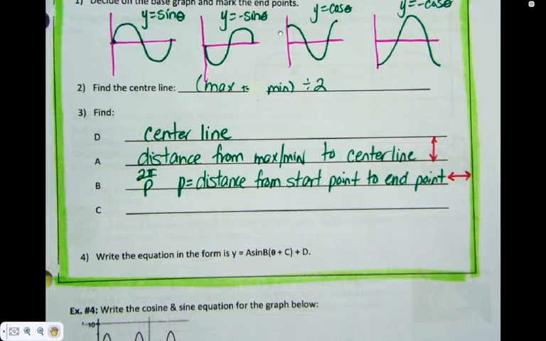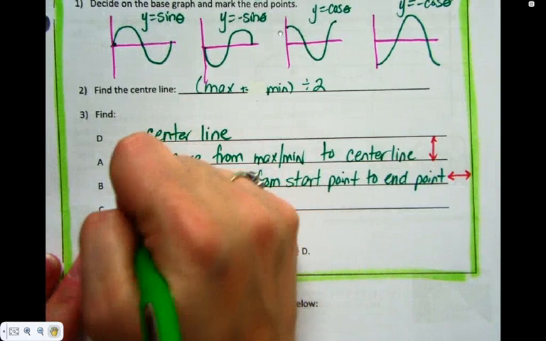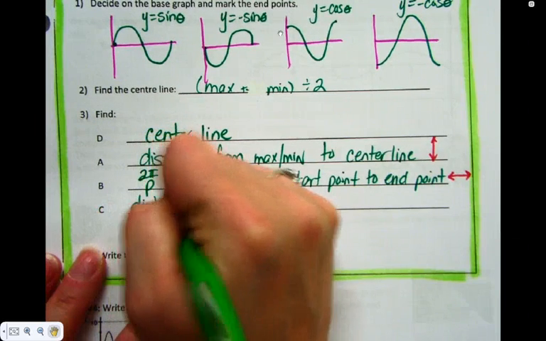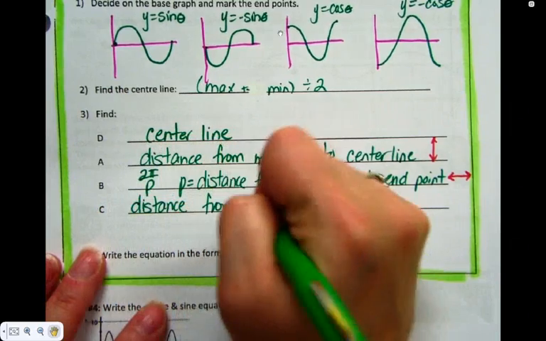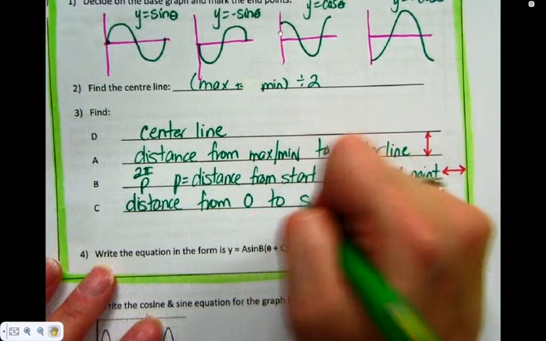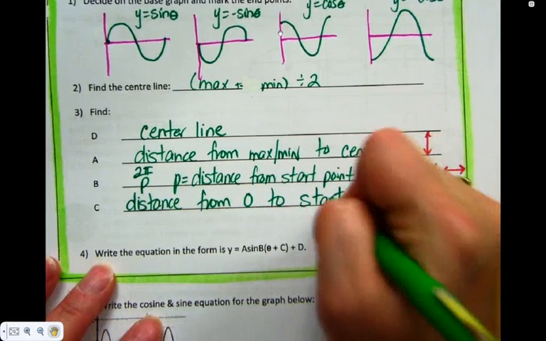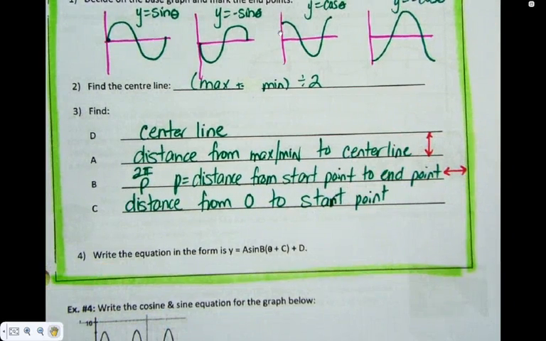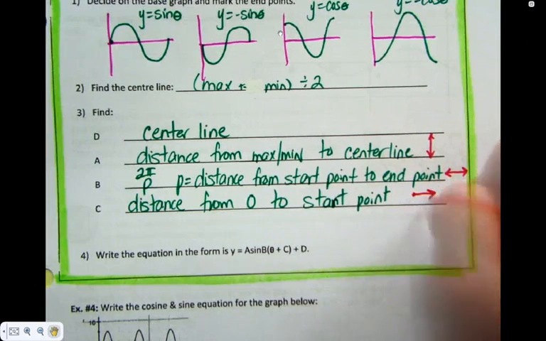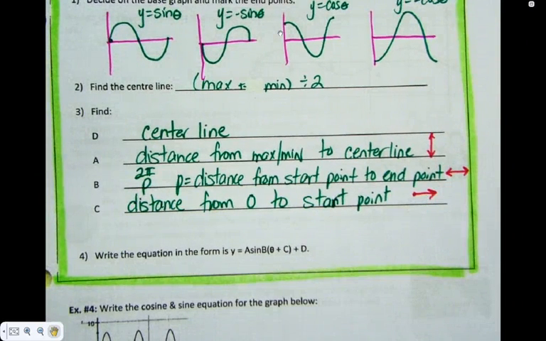And the phase shift we know is just the horizontal translation. It's how much we've shoved the graph over. So it's always the distance from 0 to the start point. And then step 4, we just put that A, B, C, D into the equation like we did in the previous examples.